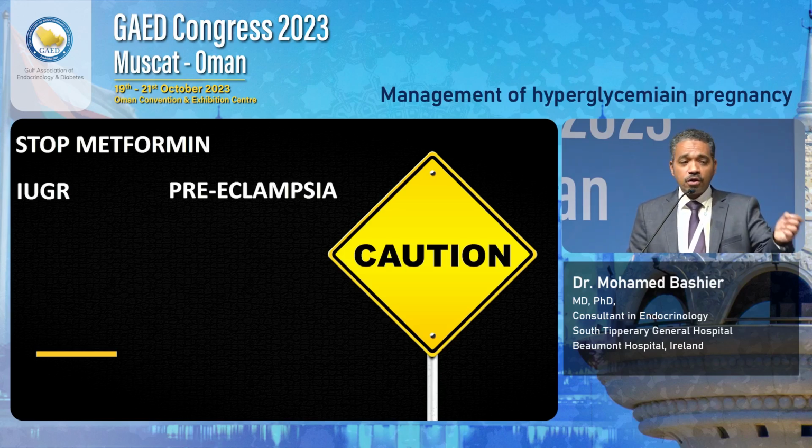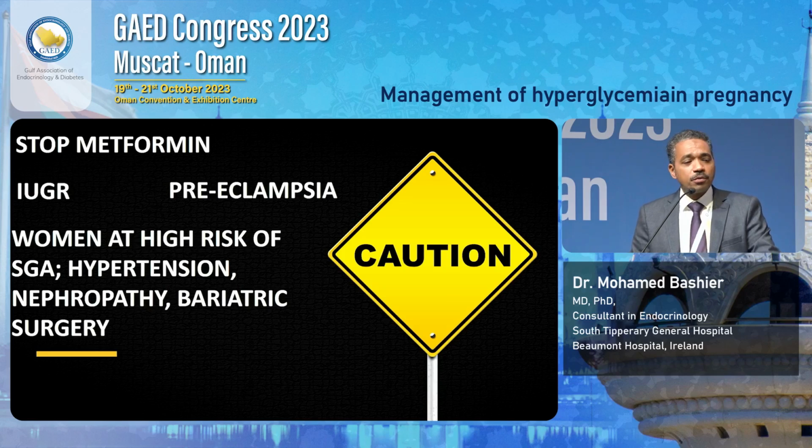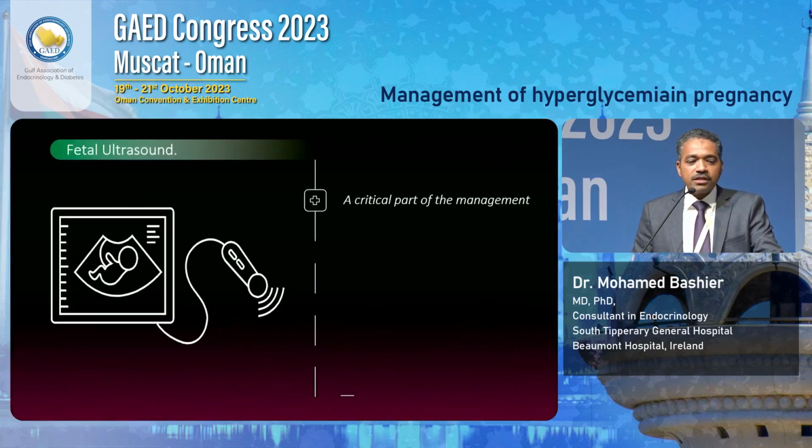Definitely when there is an IUGR, definitely when there is a preeclampsia, we'll stop it. And women who are at high risk of a small for gestational age, hypertension, nephropathy, and bariatric surgery are the main ones that we see in our clinics. And if they have one of these, I'd be very cautious using metformin. If they have two or more, I probably would not use metformin because of the risk of small for gestational age. Now, ultrasound monitoring is very, very critical.